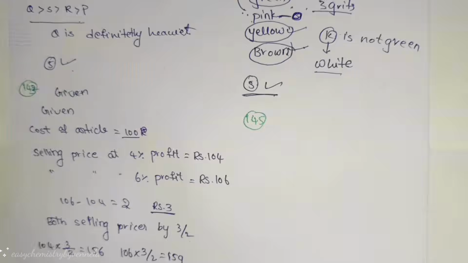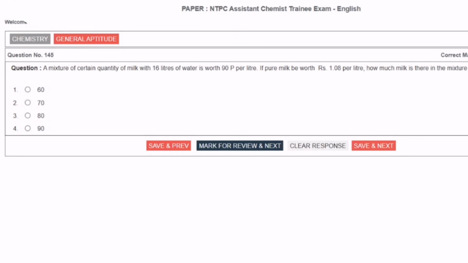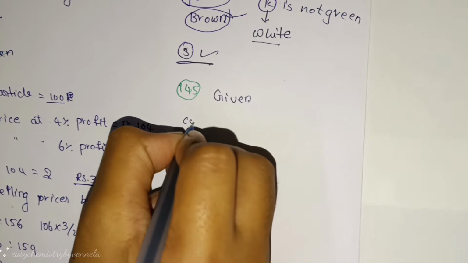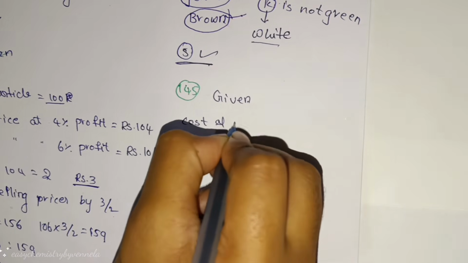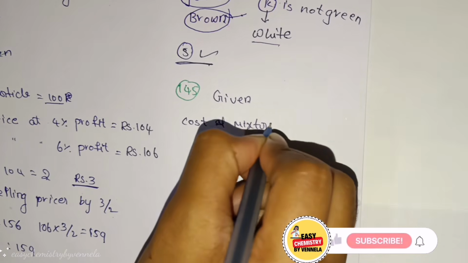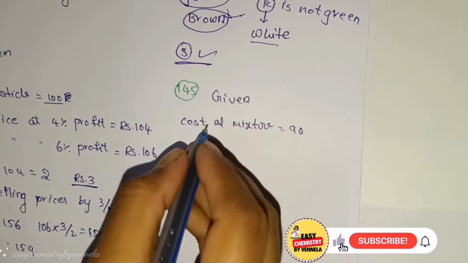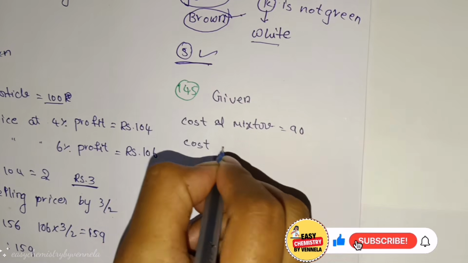Next question. A mixture of a certain quantity of milk with 16 liters of water is worth 90 per liter. If pure milk is worth 108 per liter, how much milk is there in the mixture? What is given? Cost of mixture, how much? 90. Next, cost of milk.